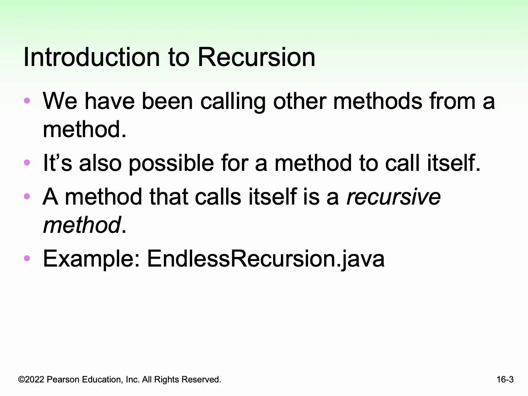As we have talked before, there is a possibility for you to call other methods from another method. However, when it comes to recursion, a method calls itself within that same method. So if a method is calling itself, that's what we call a recursive method.